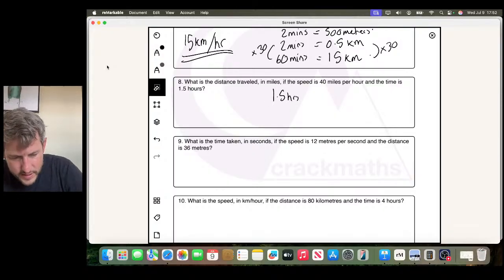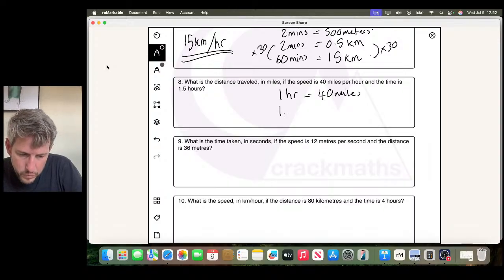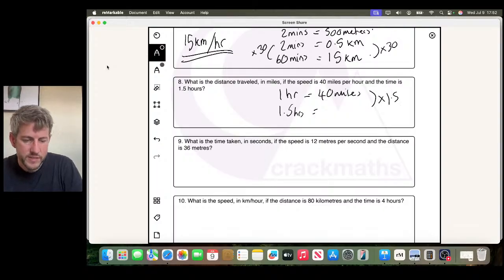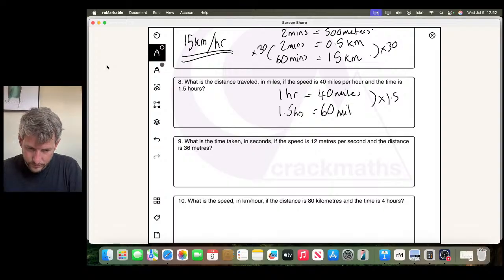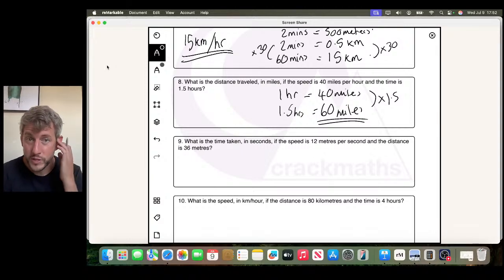Oh, no, 1 second. So we know that 1 hour will give us 40 miles, but we want 1.5 hours. So we just actually want 1.5 lots of this. 1.5 times 40 is 60 miles. Because 1.5 means the 40 plus half of 40.